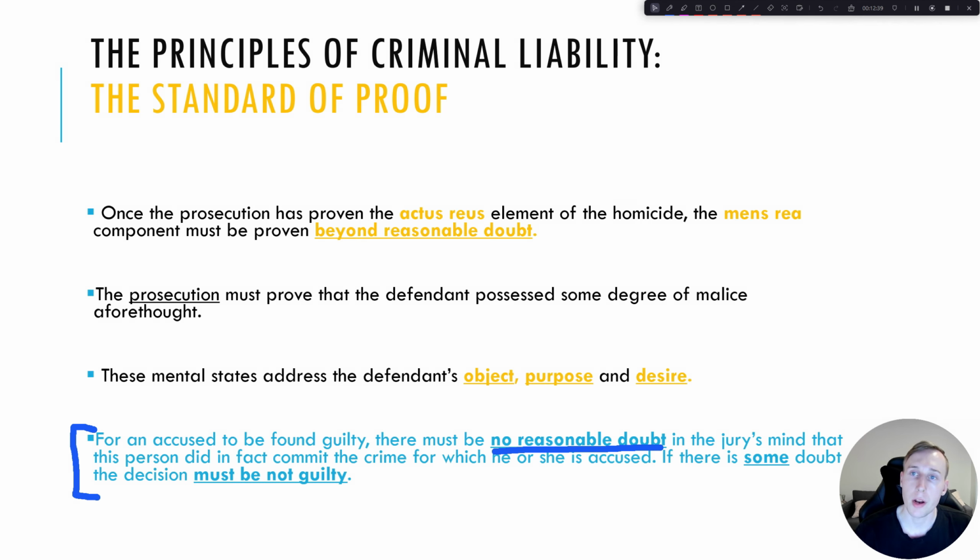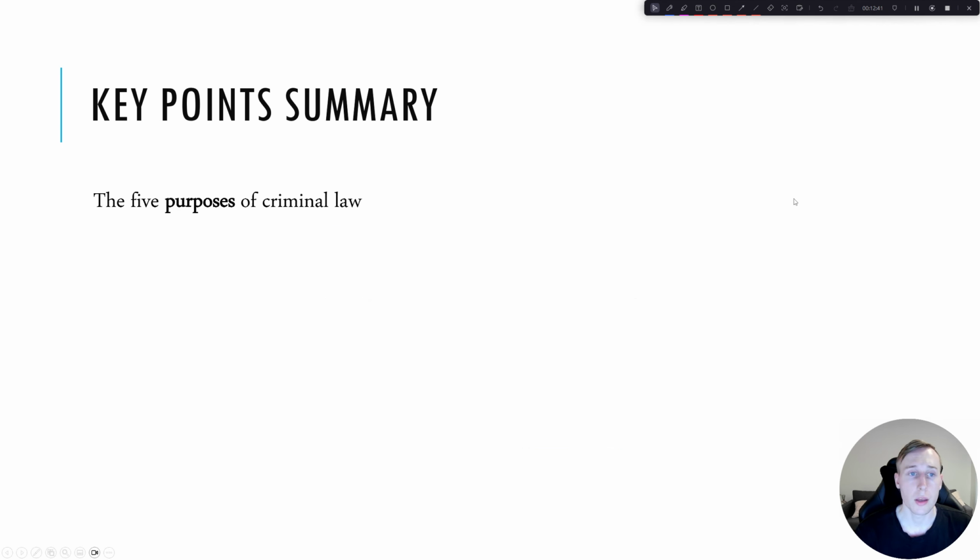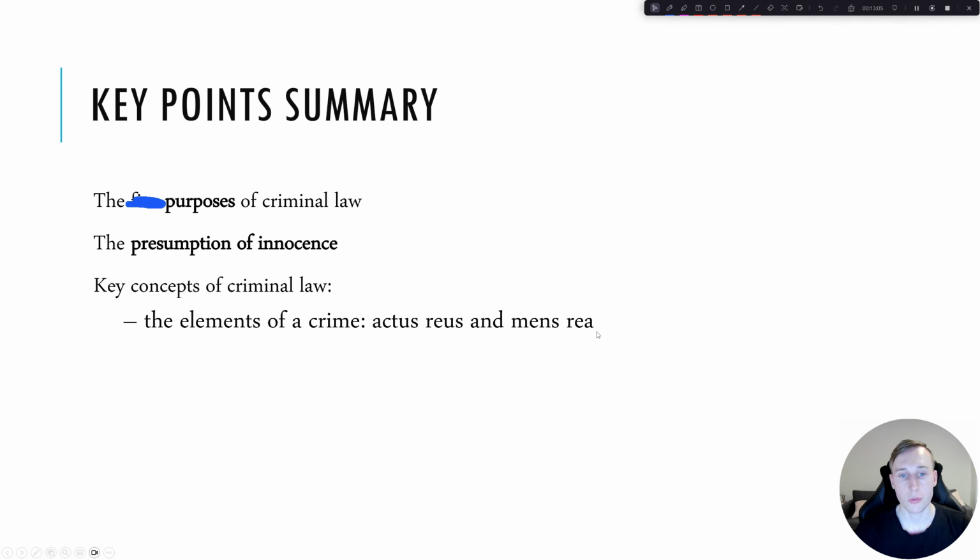All right, just to round out this video, a few key points. Remember, we have those 4 purposes of criminal law, so the 4 Ps. Next, we need to remember that every single one of us here in Australia has what's known as the presumption of innocence. Remember, you're always treated innocent until the prosecution can prove you guilty. Then, we have 2 elements of a crime: the physical action, or the actus reus, and the mens rea, or the mental element.